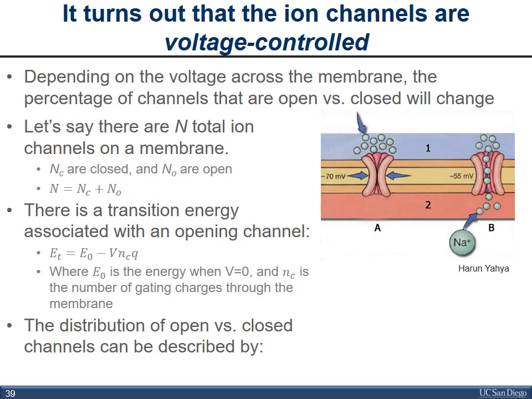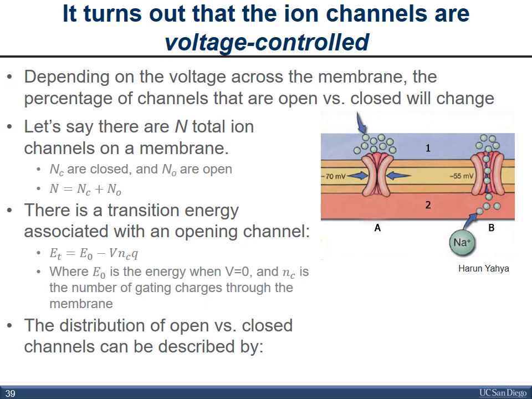So it turns out that the ion channels that we see along the length of the axon are voltage-controlled ion channels. Okay, they look kind of like diodes, if you will. Okay, so depending on the voltage across the membrane, the number of channels that will be open versus closed will depend on the potential established across that membrane. Okay, so let's create a simple model here. Let's say that there are N total ion channels on the length of a membrane. NC are closed and NO are open. So the total number of channels is just NO plus NC.